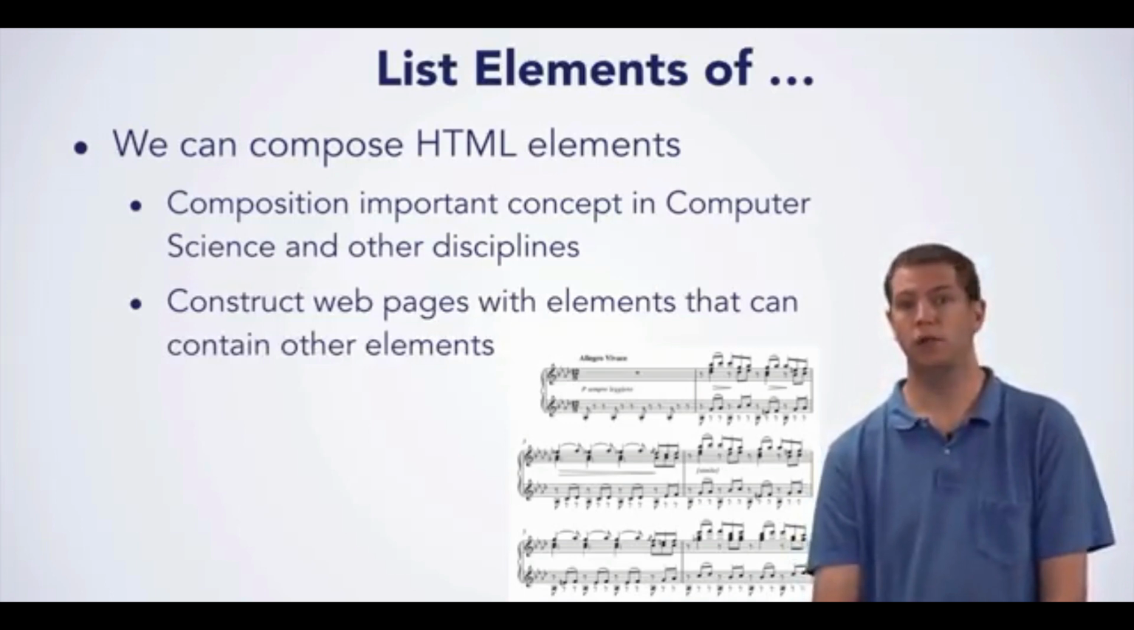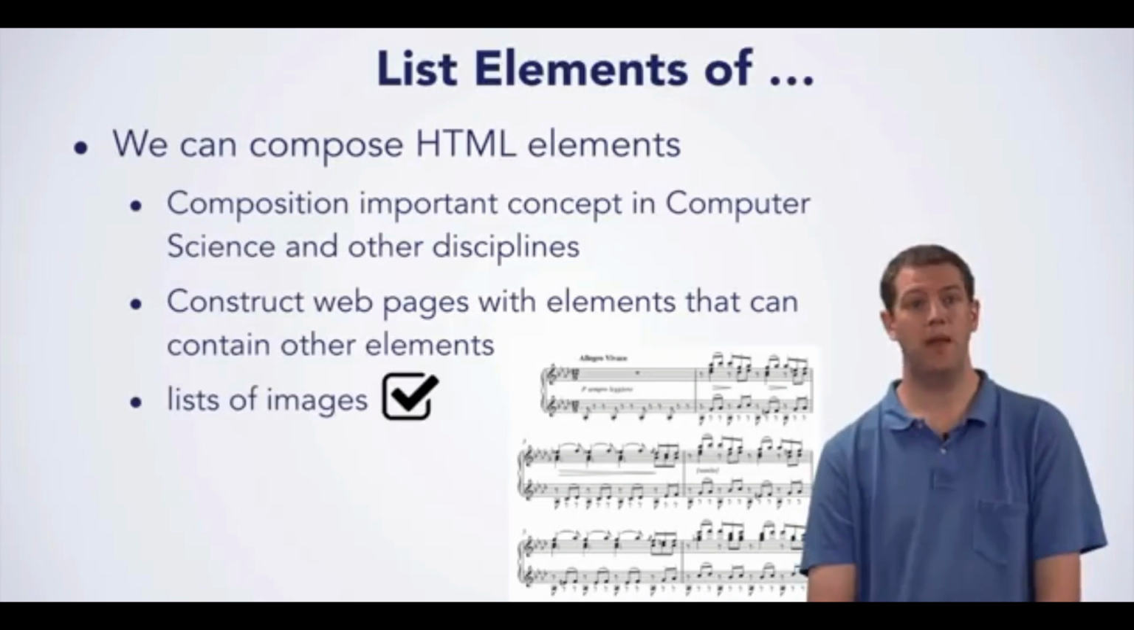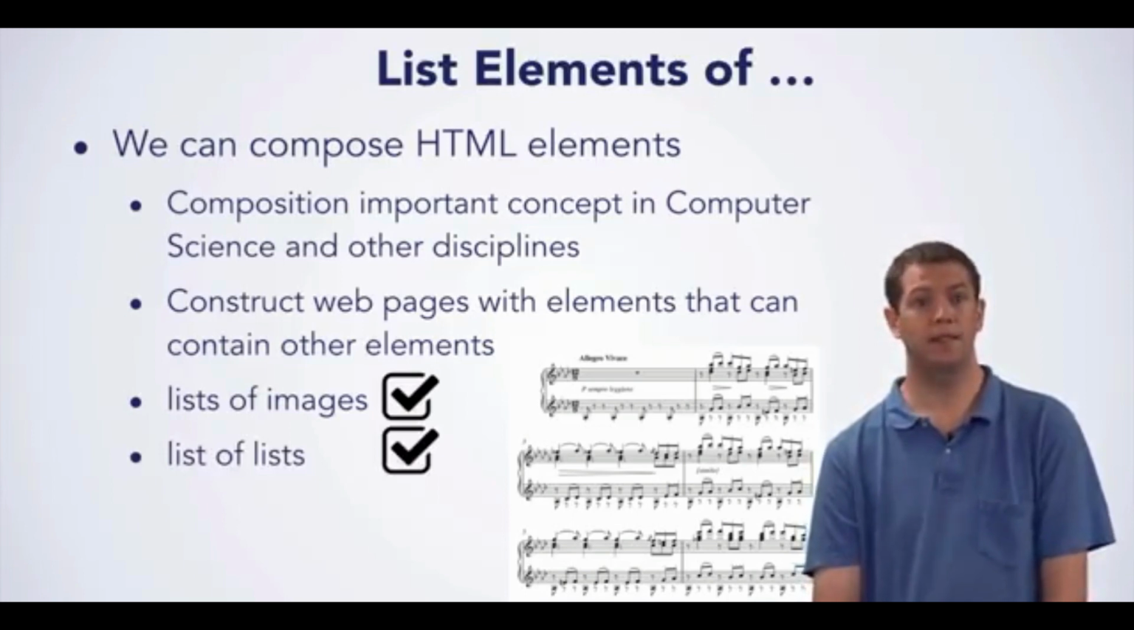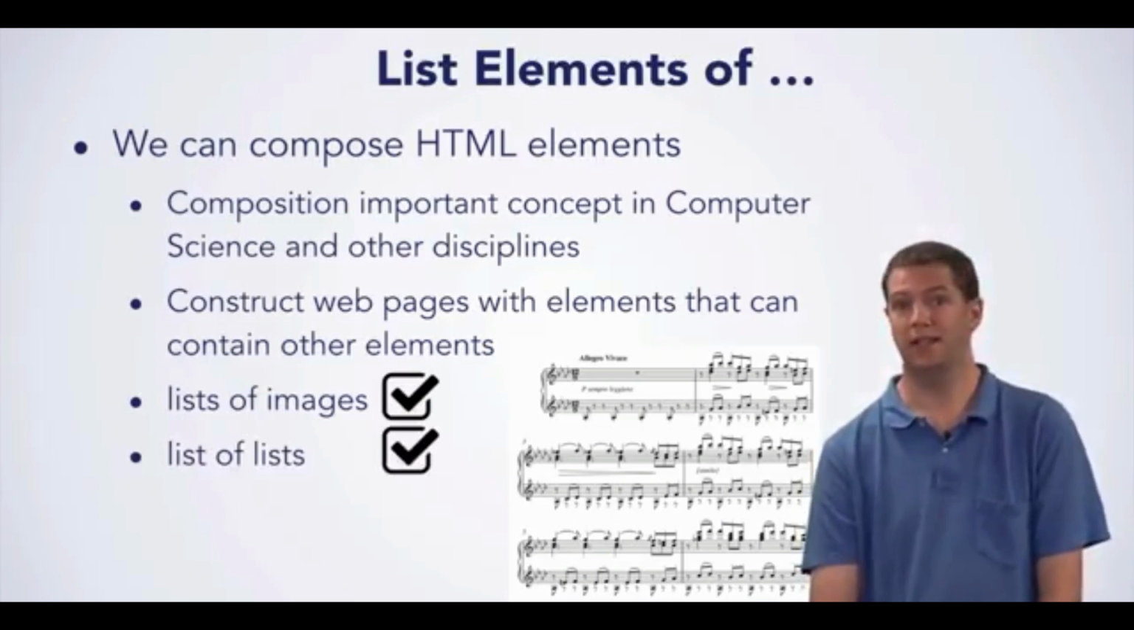In most cases, you can compose elements with each other however you want, although there are some rules. For example, you cannot put the title tag inside of an unordered list because it does not make sense for the title of the page to be inside a list. The title tag can only go in the header. However, you can make a list of images or a list of lists. When you make a list of lists, it is called a nested list.